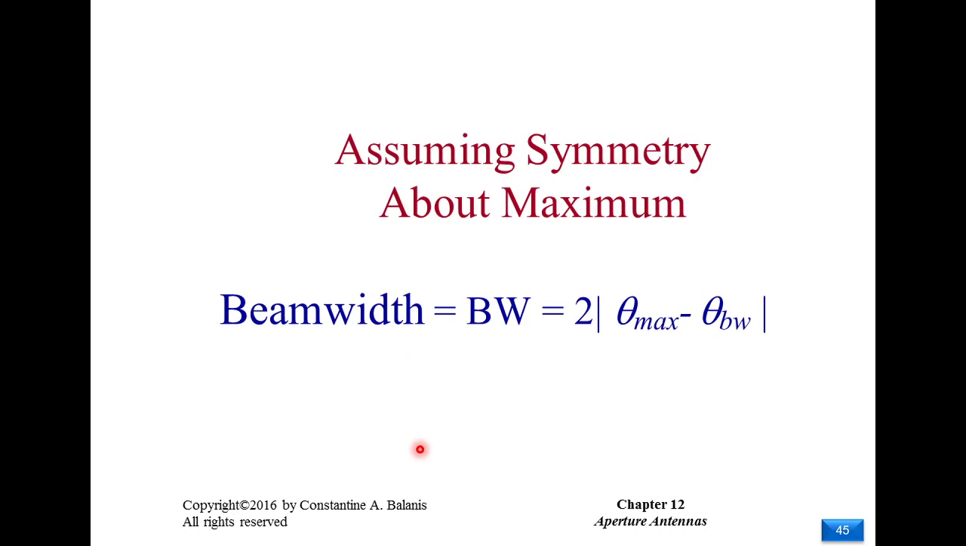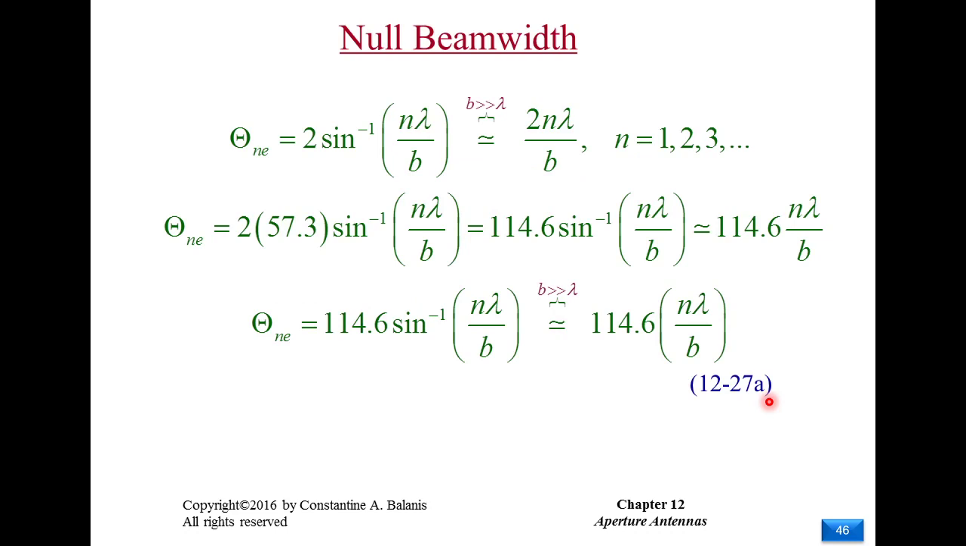So also we can find the beam width, assuming that we have symmetry around the maximum. The beam width equals 2 multiplied by theta maximum minus beam width. The beam width might have multiple definitions. We can have beam widths between nulls. We can have half power beam widths. It can have multiple definitions as we talked before. So the null beam width is twice the angle between 0 and the first null.